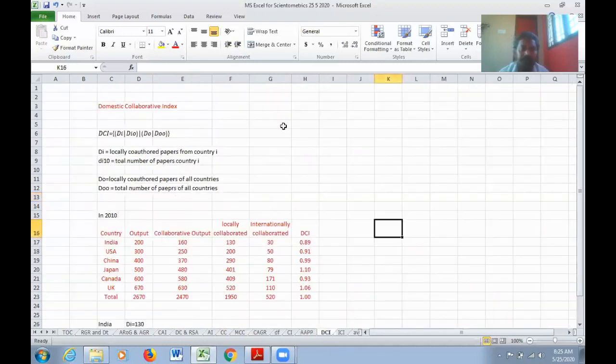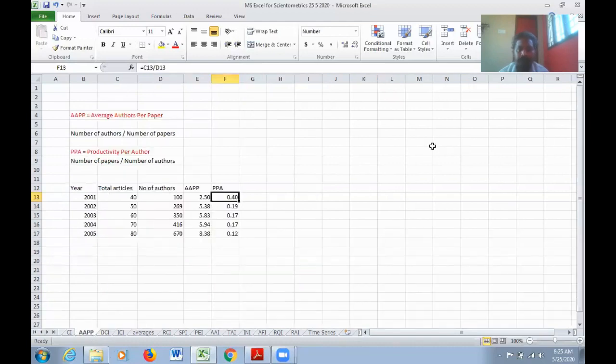Then comes domestic collaborative index. Fine. I think I have a few more. Okay, so I think I'll end my presentation here. And let me come back to you with the second part of this presentation, where I will demonstrate the calculation of the remaining scientometric indicators using MS Excel.